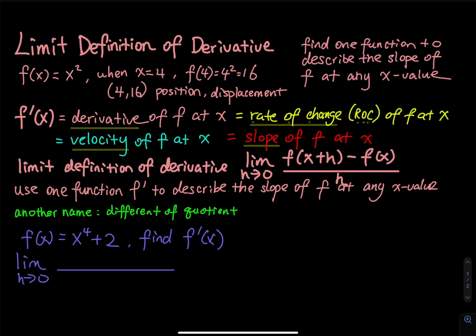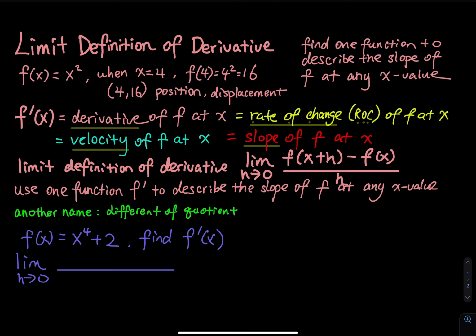Okay, x squared sounds too easy. So for this one I use a more complicated function, x to the 4th plus 2. I want you to find f prime of x. Whatever that equals, f prime of x equals something that is one function to describe the slope of x to the 4th plus 2 at any x value. All right, so let's start.